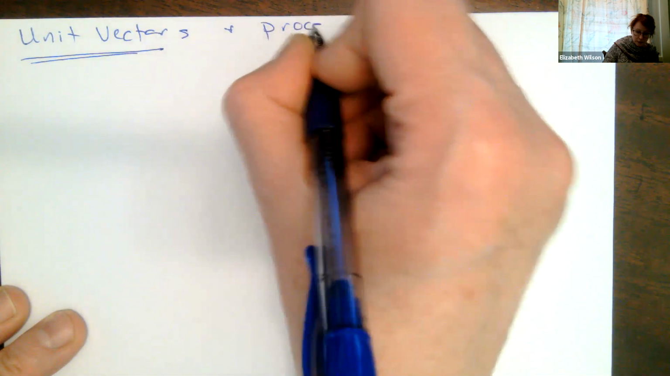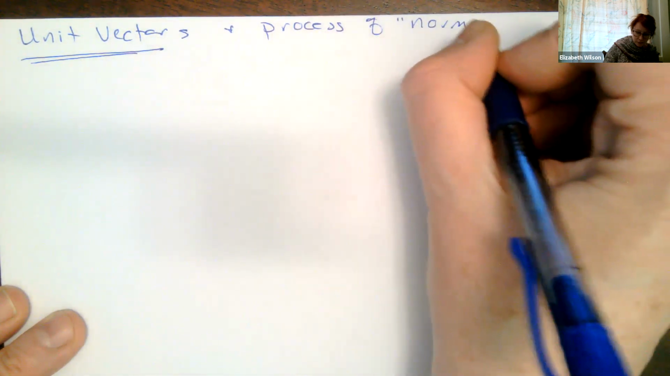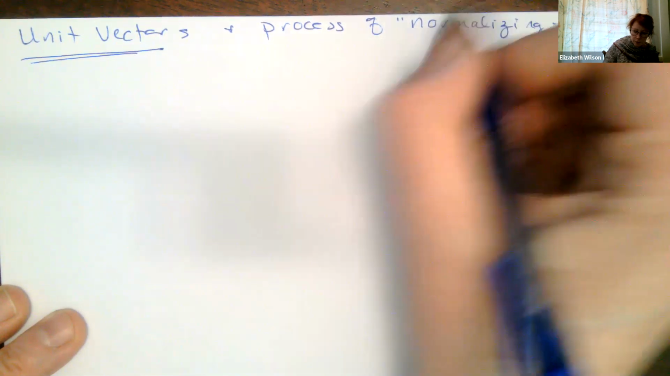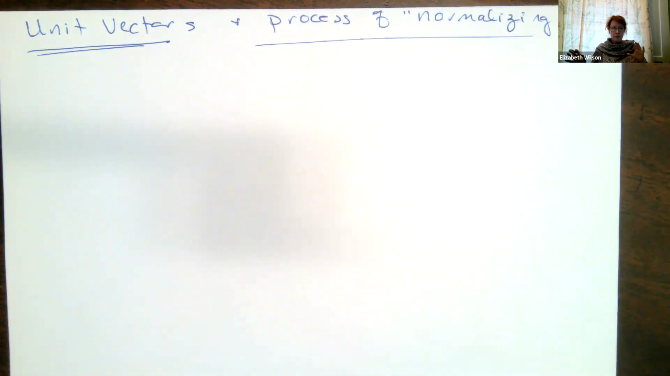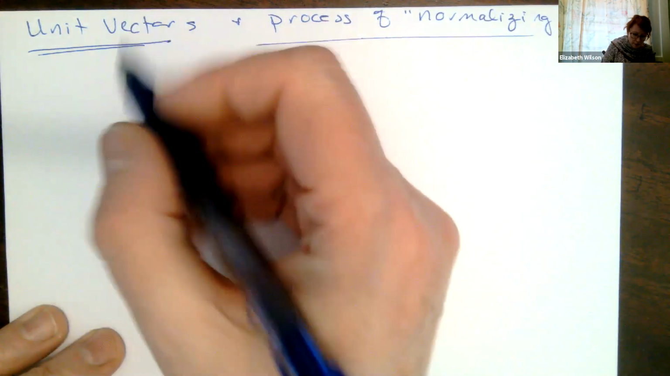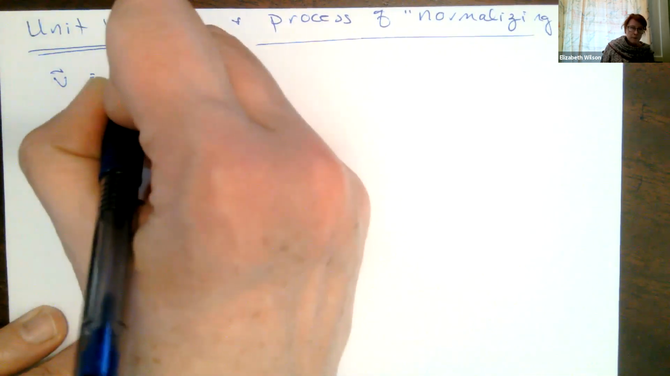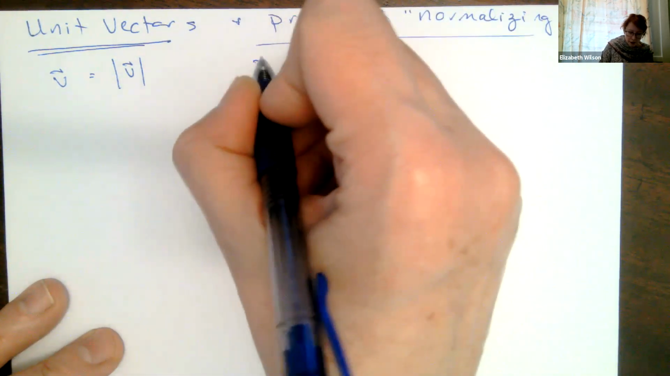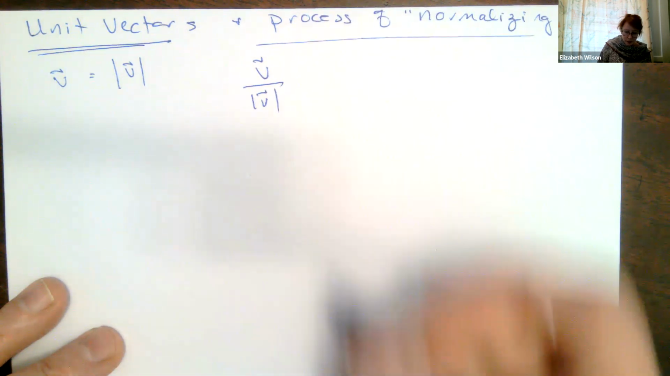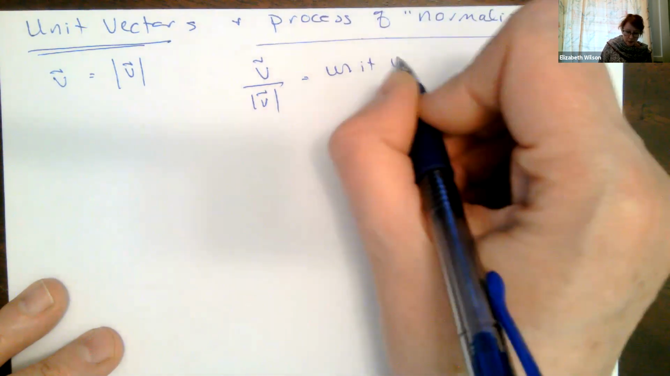So let's think about what's called a unit vector. So we talk about our vectors, unit vectors, and the process of normalizing. Normalizing is important in linear algebra because it allows you to compare apples to apples instead of all these different vectors. So if I have a vector and it has a magnitude, a magnitude would be equal to some number, right? Now, if I take my vector and I divide it by its magnitude, this will give me a unit vector.